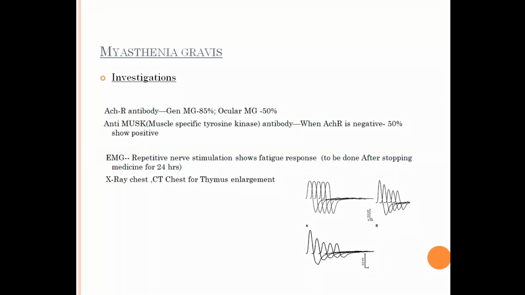Even EMG also, you cannot do EMG on the upper eyelid. You can only do it for the facial muscles and skeletal muscles. So even EMG is not possible. So please remember, fatigability is the hallmark for clinical diagnosis of ocular myasthenia. Now 85% will have antibodies, AChR. Now what about the negative AChR?